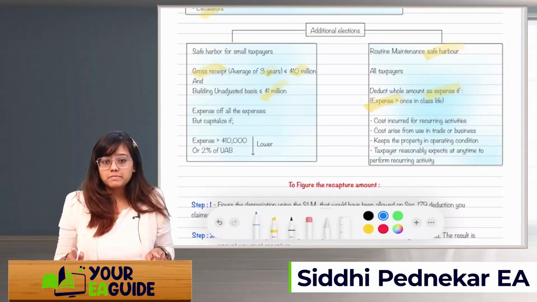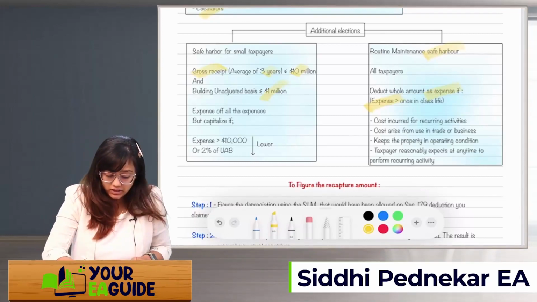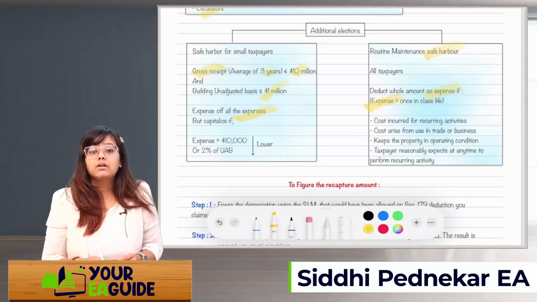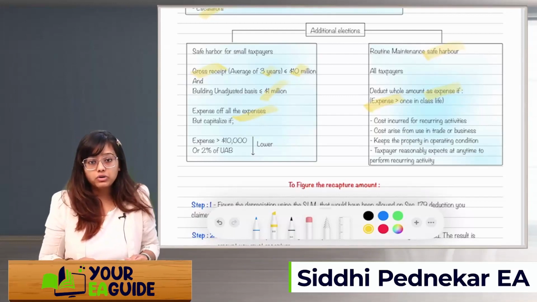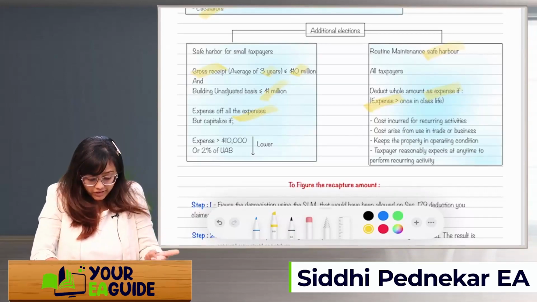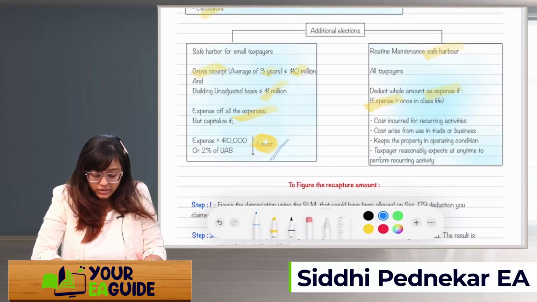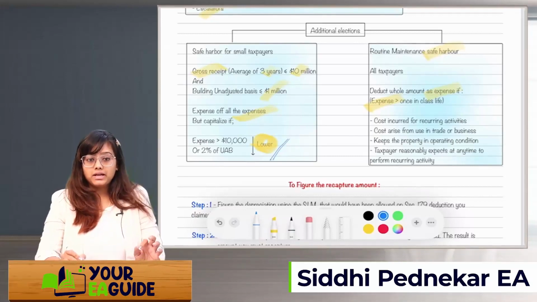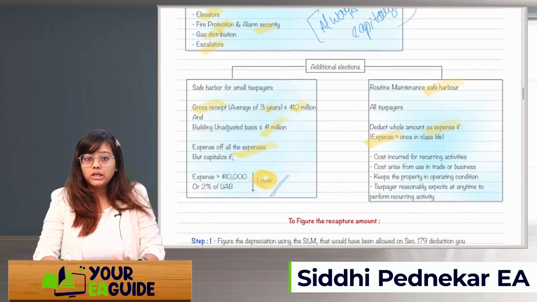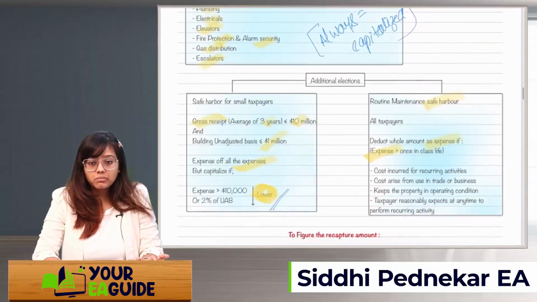If you are a small taxpayer, what will you do? Expense all the expenses. Whatever expense you are incurring, you will expense it off. But if the expense is over and above $10,000 or 2% of unadjusted basis, whichever is lower, just figure out this lower amount. If your expense is more than this lower amount, then you are going to capitalize it. All right. So this was about the small taxpayers, and the second was routine maintenance. Simple. This was all about depreciation.